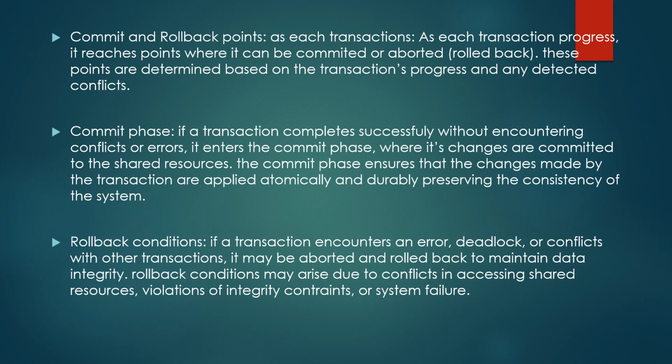Of course, for something to happen, there are conditions or strings attached. Now we are saying if a transaction encounters an error, or maybe a deadlock, or conflicts with other transactions, it may be aborted or rolled back to maintain data integrity. Now, rollback conditions may arise due to conflicts in accessing the shared resources, or violation of integrity constraints, or system failure. Maybe a rollback can even happen during authentication, like when you're trying to log into your ATM account, and then you make a mistake with the pin, you can be rolled back like that. All process is terminated. That's what we are trying to talk about as rollback.